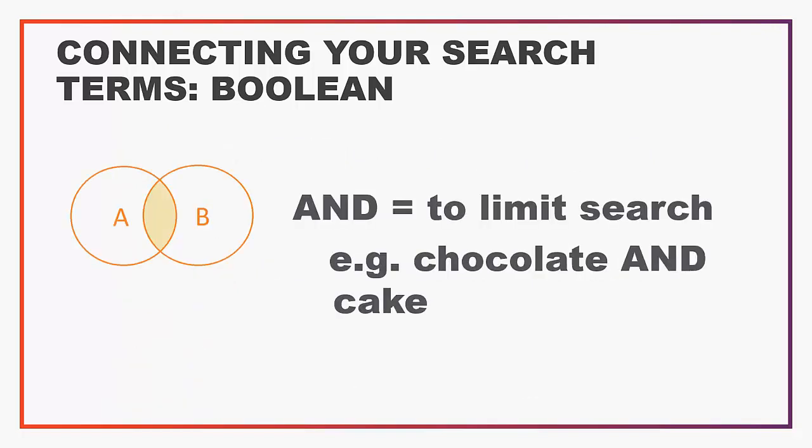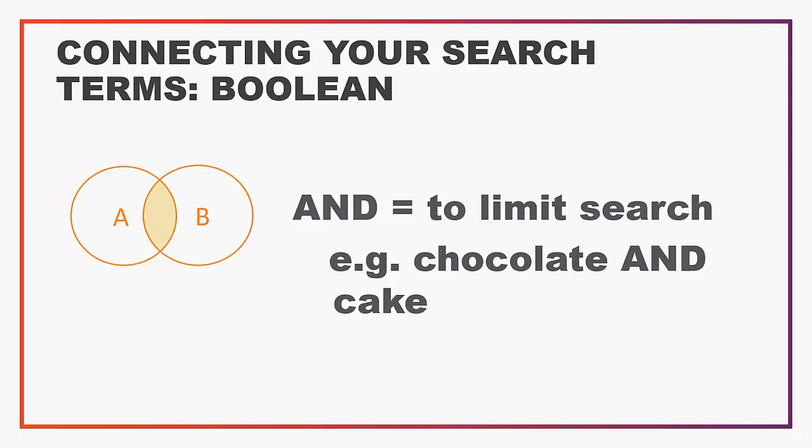And is used to limit your search, and it tells the database you only want it to show results that include both terms either side of the and operator. The example on the slide here is for chocolate and cake. By adding and, you're telling the database that you're only interested in results that mention both terms. So you're not interested in results that are only about chocolate, and you're not interested in cake unless it includes chocolate as well.